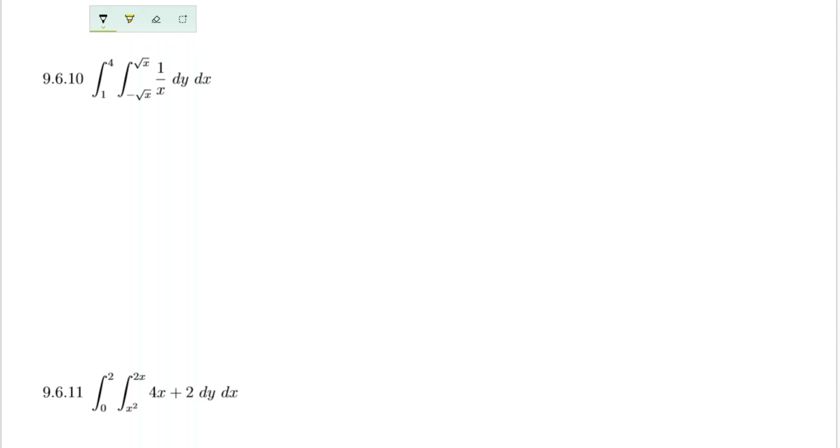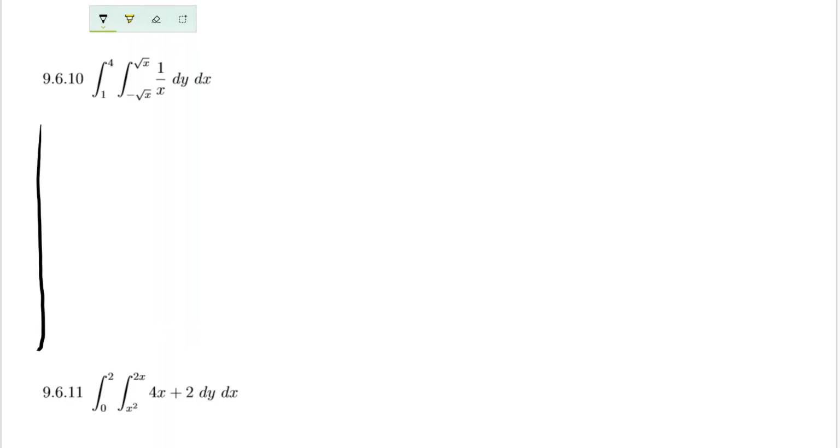So the first thing I notice is that y is going from the square root of x to the negative square root of x, and then x is going from 1 to 4. So let me draw what this looks like. 1, 2, 3, 4. So this is not spaced all that perfectly, but that's okay. Oh, and I've got a negative square root of x, so I need to actually redo this whole thing. Just a second.